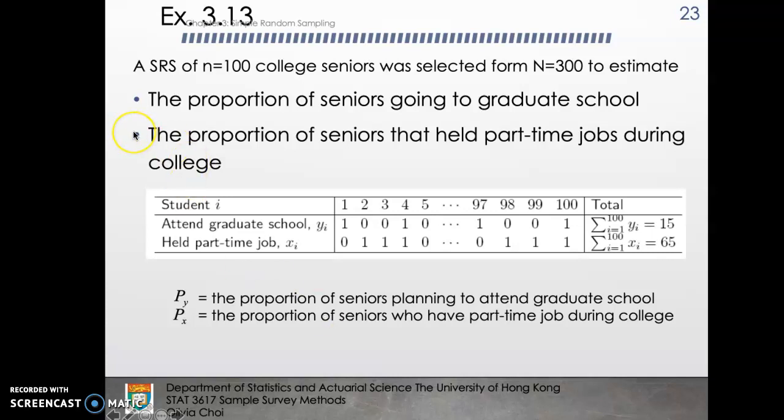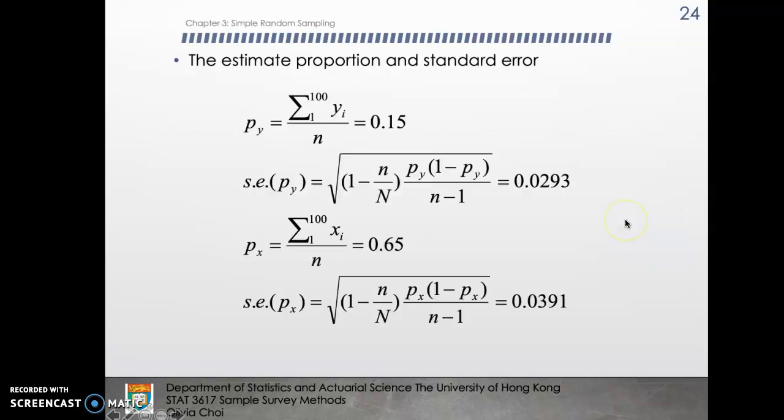So example 3.13, a simple random sample of 100 college seniors was selected from the population. We want to estimate the proportion of seniors going to graduate school and the proportion of seniors that held part-time jobs during college. So yi, xi are 15 out of 100, 65 out of 100. So easily, p would equal 15% or 0.15, and px equals 65% or 0.65.